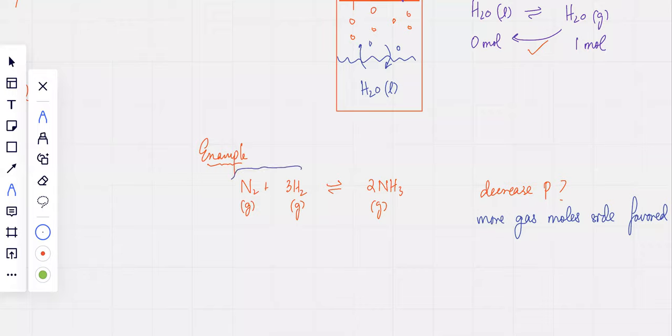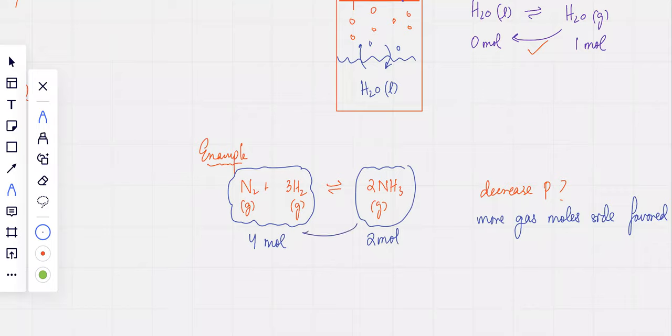I mean, if the reaction goes in the backward direction, it's going to produce 4 moles of gas. If the reaction goes in the forward direction, it's going to produce just 2 moles of gas. So that means the reaction would shift. There's going to be more backward reaction. More gas would be produced. So hence, backward reaction is favored. Is this clear?